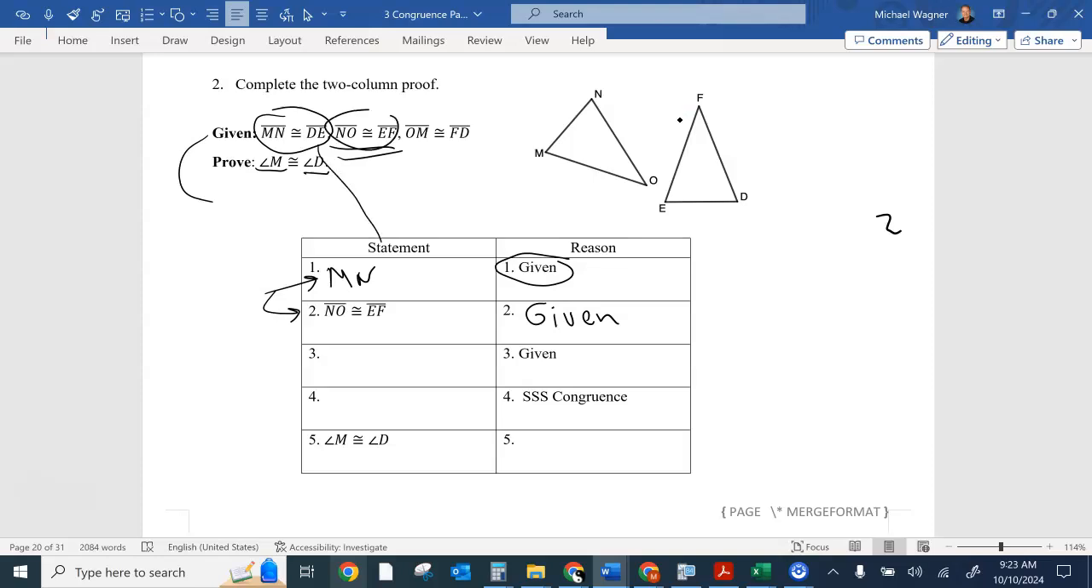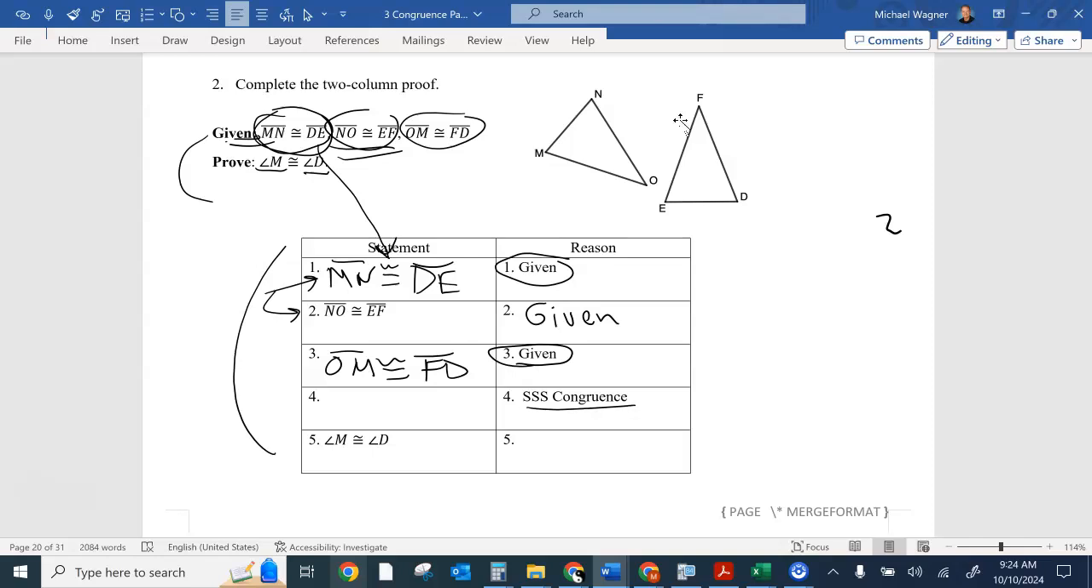But I'm going to take this one, which is not anywhere in these statements, and I'm going to go ahead and put it in. My writing's a little bit sloppy, I apologize. So we get DE. Again, I got it right here. It's in the given list, so it's given, okay? Number 3 is something else that is given. Well, there's only one thing left, right? So OM is congruent to FD. Okay, good.